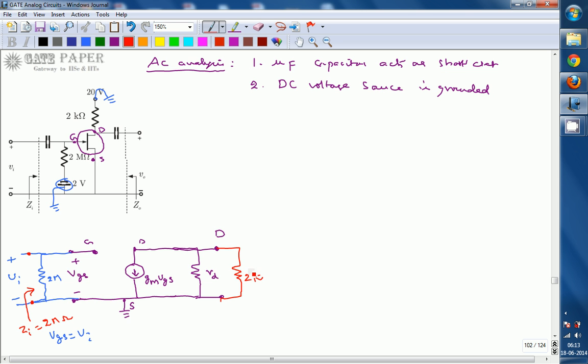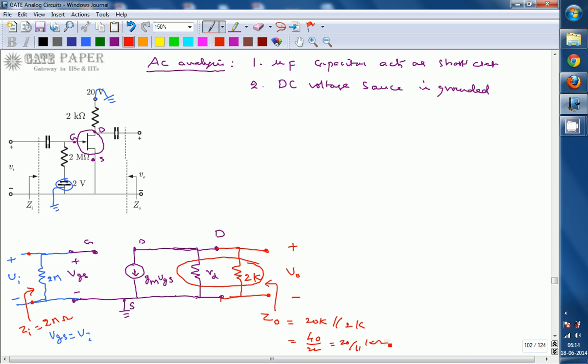Now Z0 is where you are going with the V0, plus minus. You are looking into these two terminals. Z0 is nothing but the parallel combination of these two resistances, because whenever you are calculating equivalent resistance, current sources, if any are present, act as open circuit, and voltage sources, if any are present, act as short circuit. So this current source now acts as an open circuit while calculating the effective output impedance. Only two resistances are present, and they will be in parallel. So Z0 is equal to RD, that is 20K, parallel with 2K. So it will be 20 into 2, 40, divided by 22, which is nothing but 20 by 11 kilo ohms.